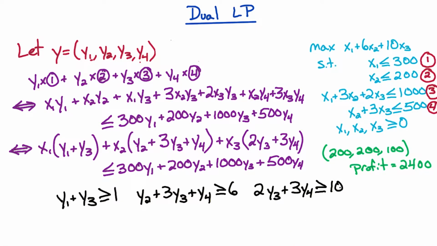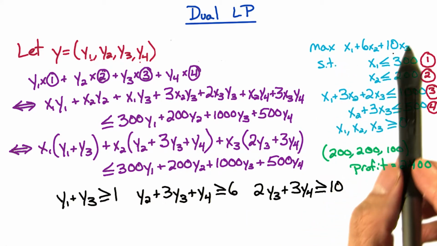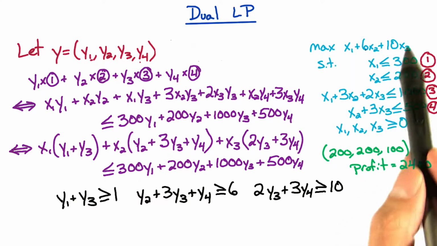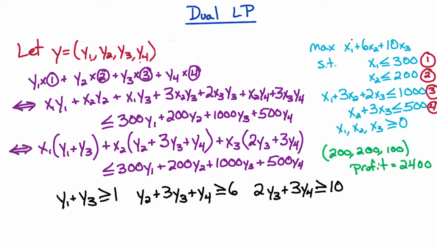Now any y satisfying these three constraints, when we plug it in, the left-hand side will be at least the value of the objective function. So the right-hand side will serve as an upper bound on the left-hand side, and therefore is also an upper bound on the original objective function. So any y satisfying these three constraints yields an upper bound on the objective function. So we want to get the smallest possible upper bound. So we want to minimize the right-hand side. In this way we get the smallest possible upper bound.